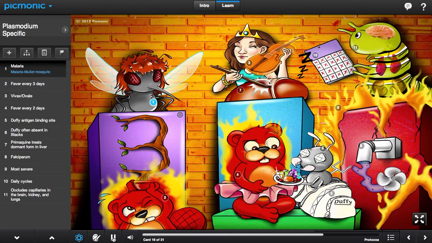Plasmodium malariae is portrayed by the mullet mosquito behind the leftmost podium. This species causes a milder form of disease compared to Plasmodium falciparum and is associated with a cyclical fever that occurs every 3 days, shown by the fever beaver holding up the 3 tree.